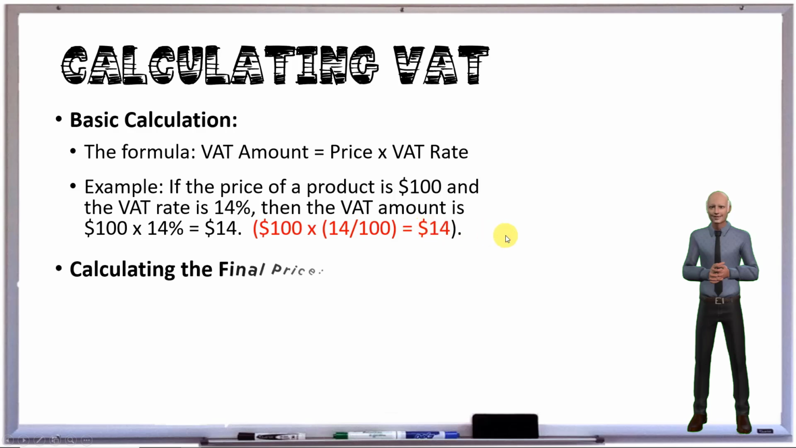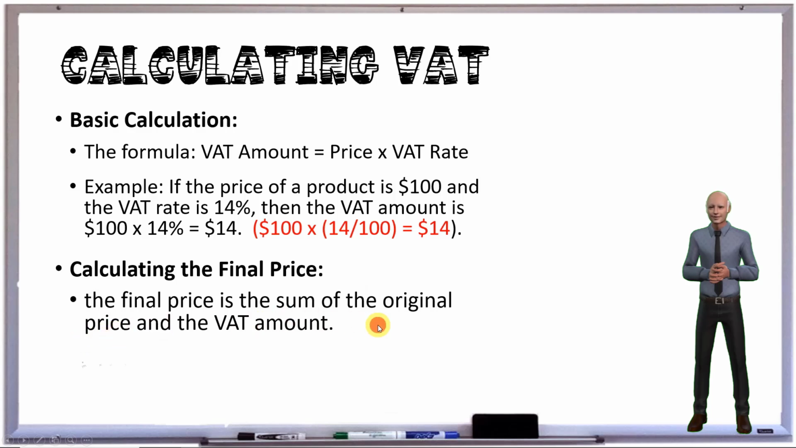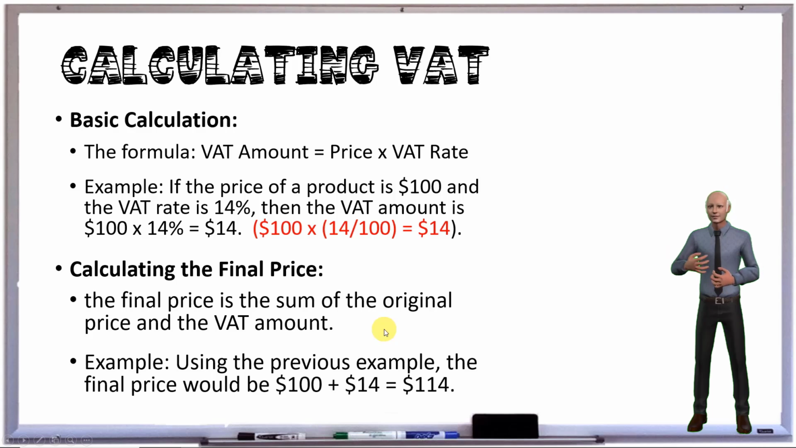Now, calculating the final price is of course very simple. The final price is the sum of the original price and the VAT amount. Example, using the previous example above, the final price would be 100 plus 14 equals $114. Now, in the next couple of slides, you will see how this gets calculated on every stage of production.